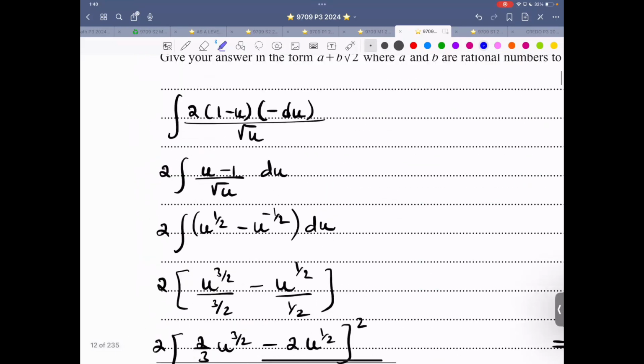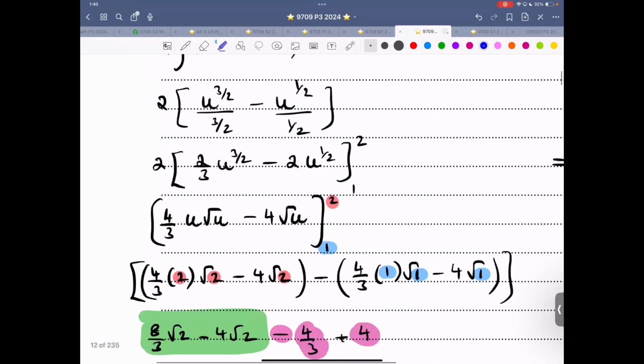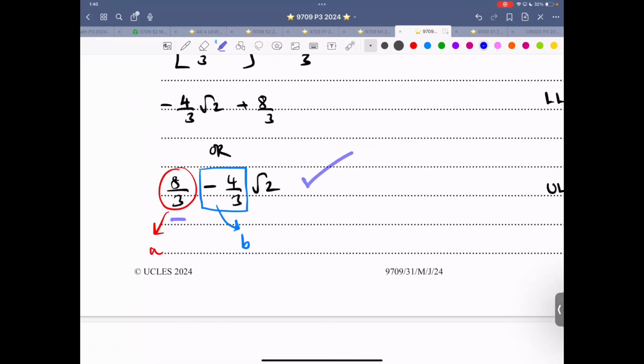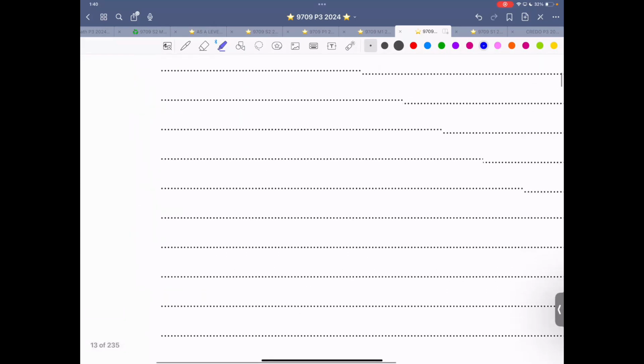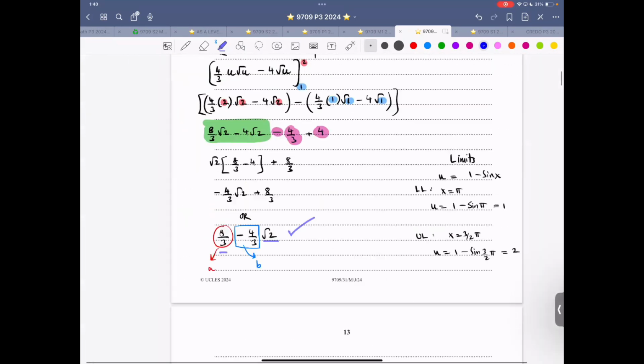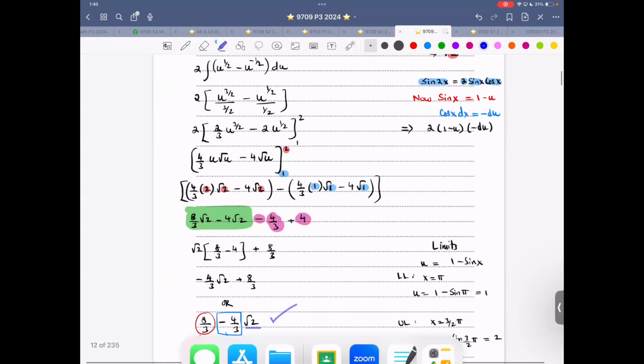They are asking us to write the answer in the form a plus b root 2. So this constant is a and b is negative 4/3 root 2. That is the answer. That's how this question is done. Yes, I'll just minimize it. I'll also share the image with you people.